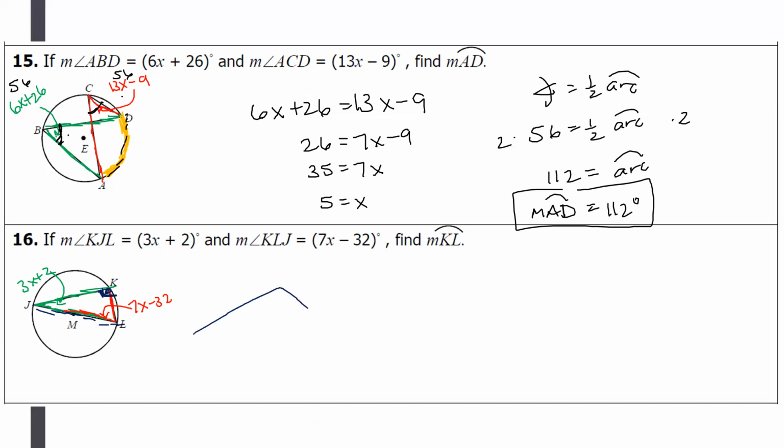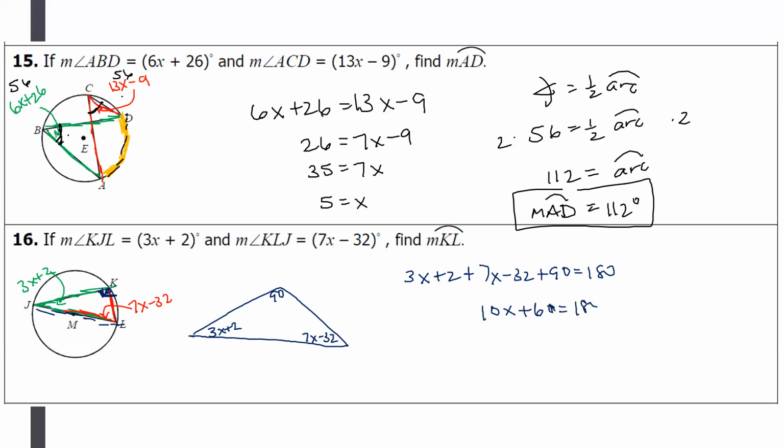Okay, now our properties of triangles are going to come back to us here. We have a 90, we have a 3x plus 2, and we have a 7x minus 32. We know that the three angles in a triangle always add up to 180. So we can solve for x using that property of triangles. Combine our like terms. What is this? 10x plus 60. Subtract 60 from both sides. Divide by 10. There we go. Now we know x equals 12.